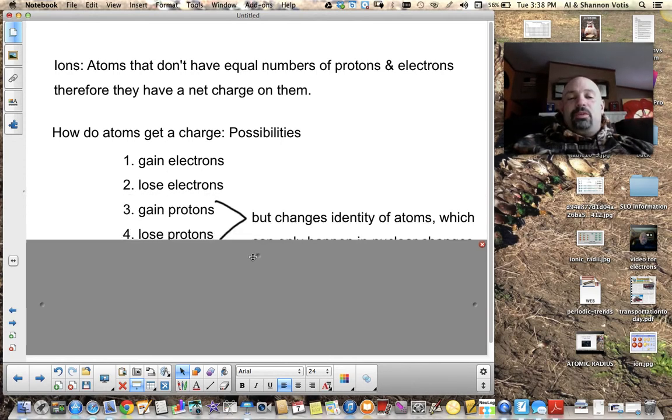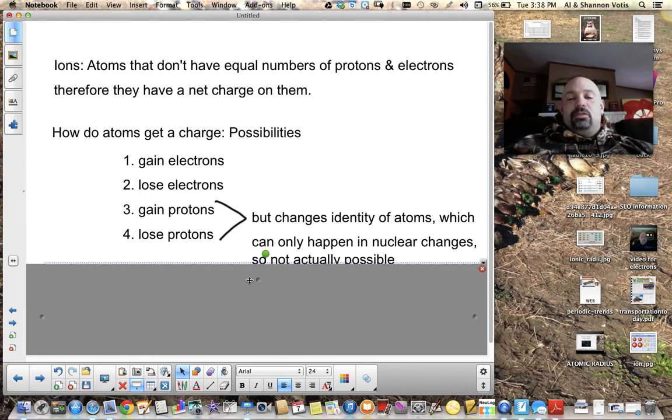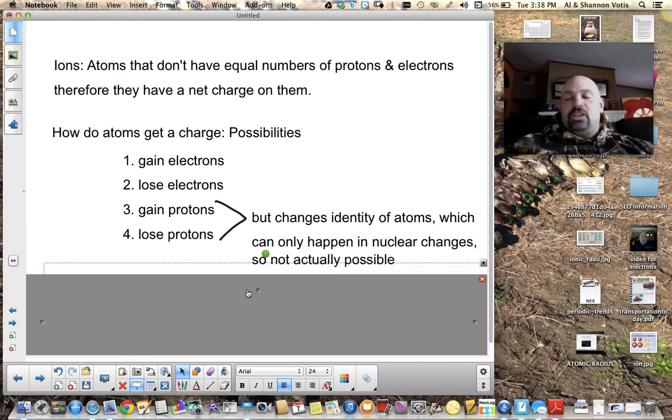But the problem with those last two choices is that if you lost or gained protons, you'd be changing the identity of your atom, which is only possible in a nuclear change, and so that's not a possibility in this case. Atoms can't gain or lose protons to become ions. They can only gain or lose electrons.